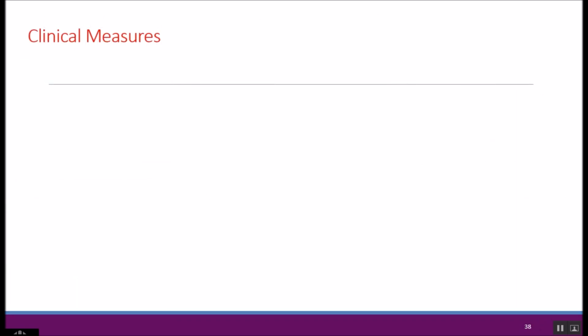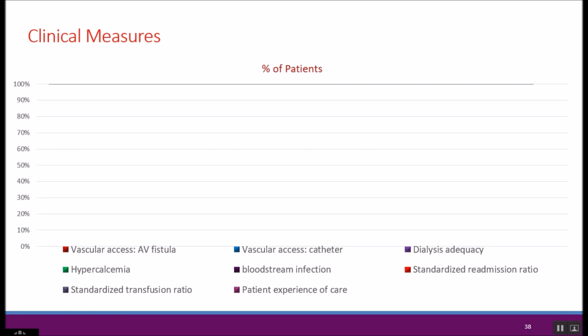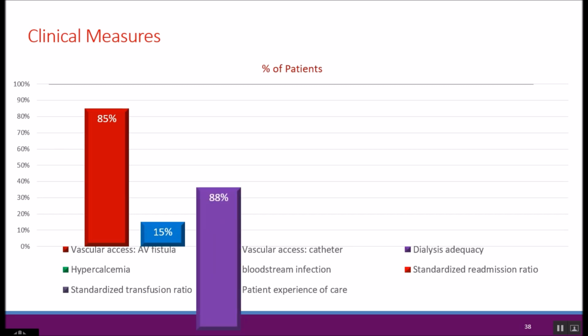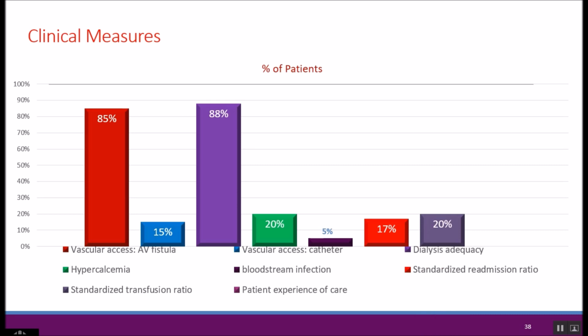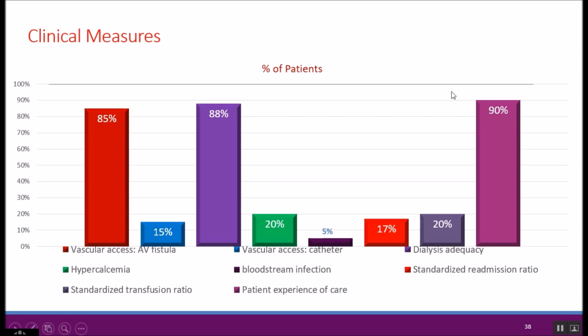The clinical measurements could be reported like that. How many patients with arteriovenous fistula or catheters? How many patients have an adequate Kt/V? How many patients have hypercalcemia? Who of them have bloodstream infection or recurrent hospitalizations or have any blood transfusions? So the overall approach is on the clinical background based on many of the clinical measures during hemodialysis.